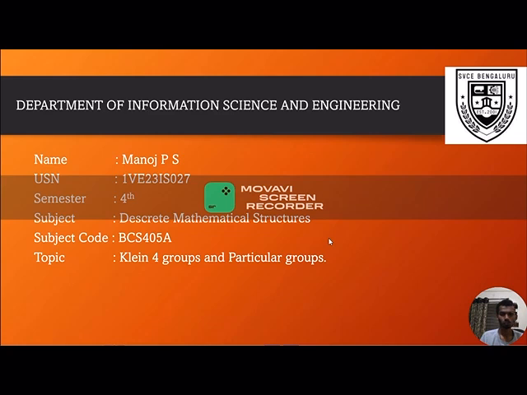I am Manoj PS from Sri Venkateshwara College of Engineering, Bangalore. My USN is 1VE23IS027. I am pursuing 4th semester of BE from the Department of Information Science and Engineering.